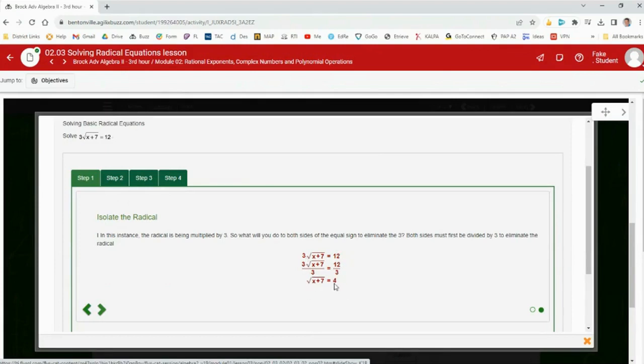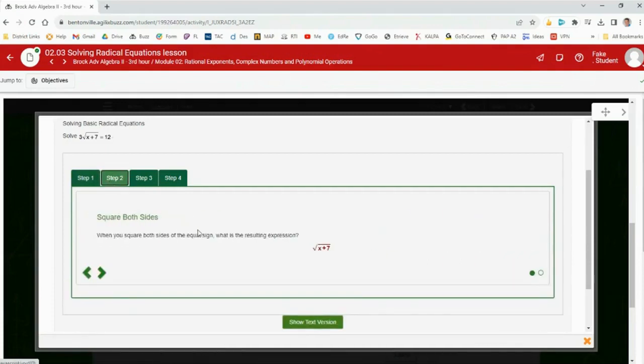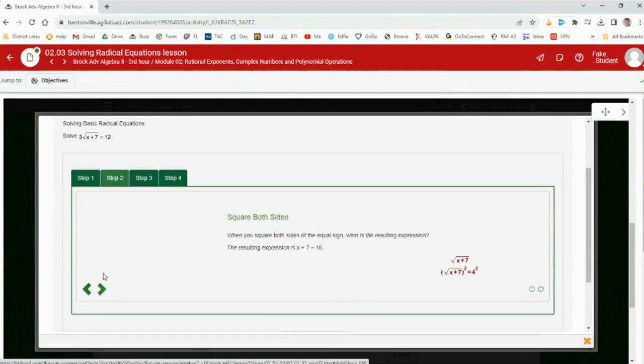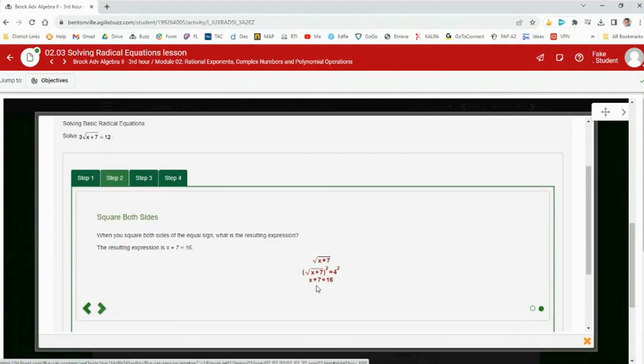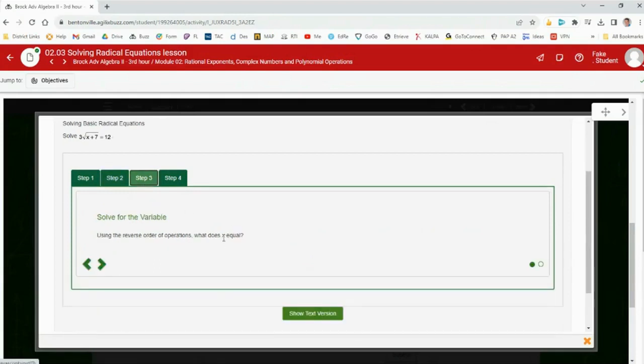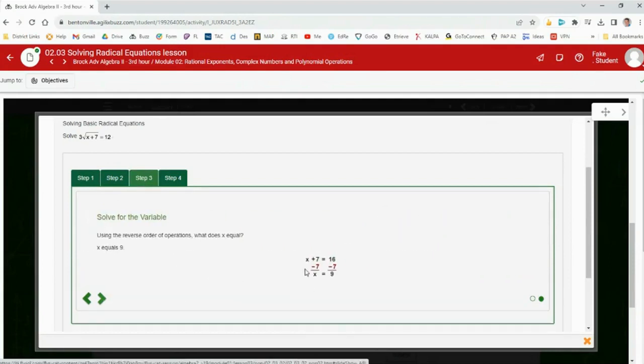Now you can square both sides. We have the radical by itself. Remember, you always have to get the radical by itself before you square both sides. So let's look at their next step. Oh, that's it. Step 2 is over here. So when we got the square root of x plus 7 equals 4, and we square both sides, you get x plus 7 equals 16. Okay, so the next step, what is x going to equal? X plus 7 equals 16. We subtract 7. X equals 9.